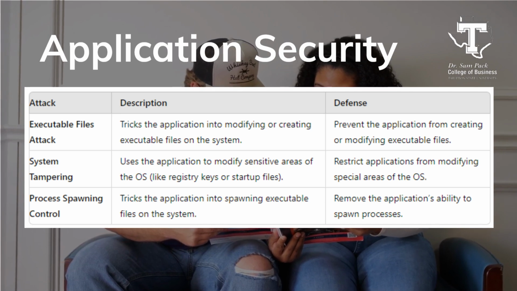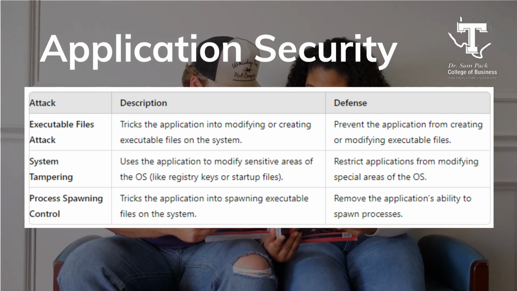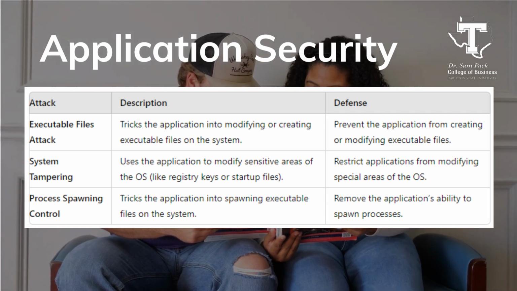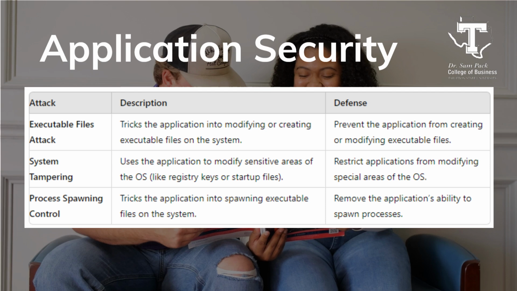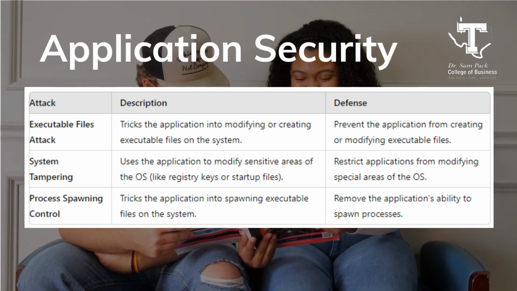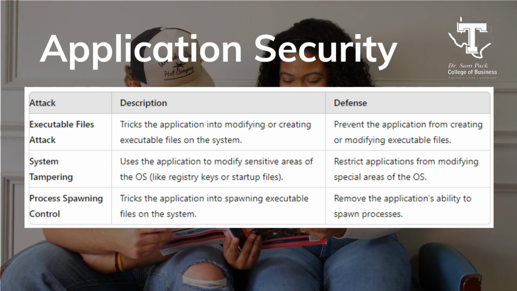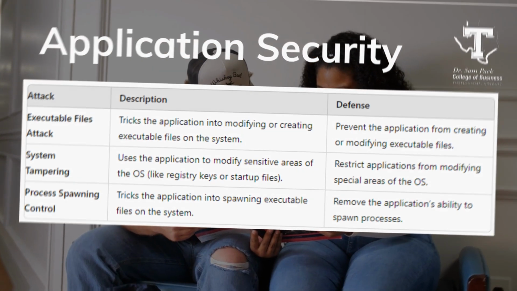Finally, there's process spawning control. Here, attackers trick an application into spawning new executable files. To protect against this, it's important to restrict the application's ability to start new processes. By understanding these attacks and implementing these defenses, we can better protect our systems from potential threats.